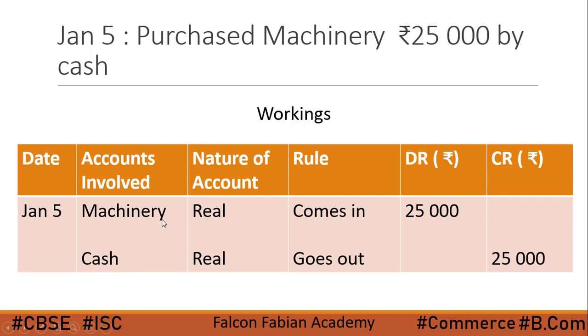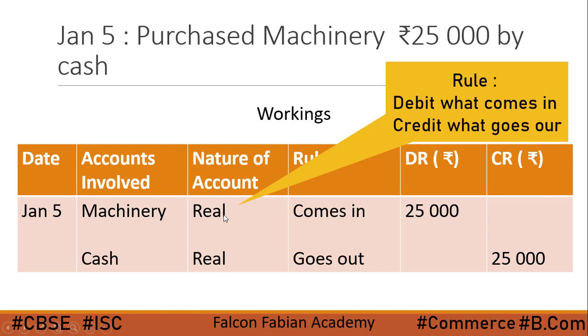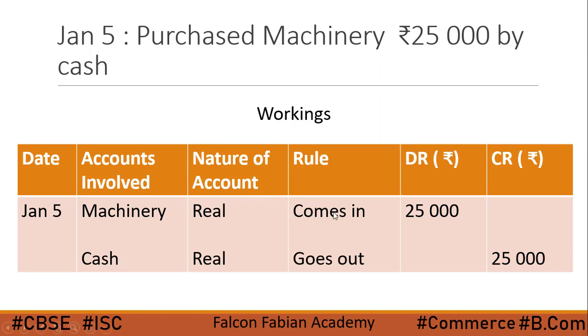Now machinery is an asset for the business. Therefore, the rule for real account is going to be applied to machinery. And the rule for real account is debit what comes in and credit what goes out. Here, machinery is coming in the business. Therefore, it needs to be debited by 25,000. Now, the next account is cash. Cash is also a resource of the business. It's an asset. Therefore, to cash also the rule for real account is going to be applied.